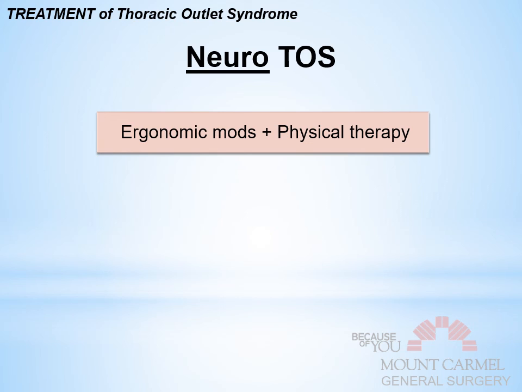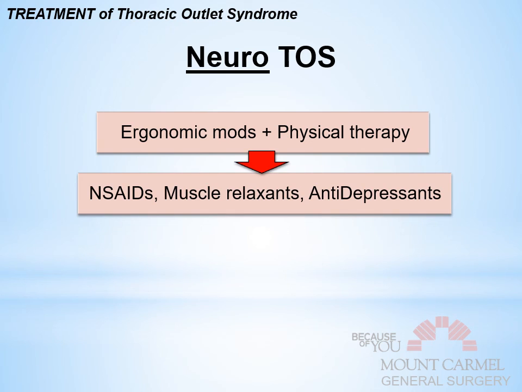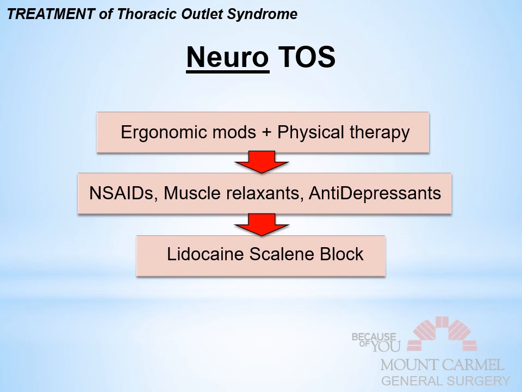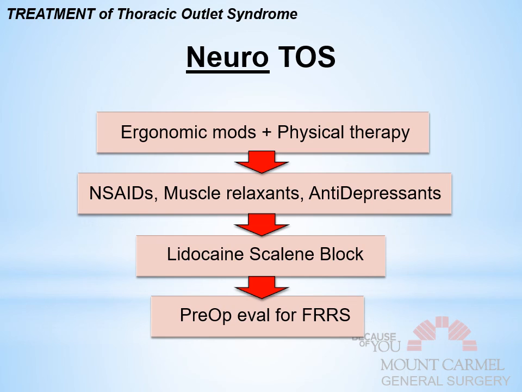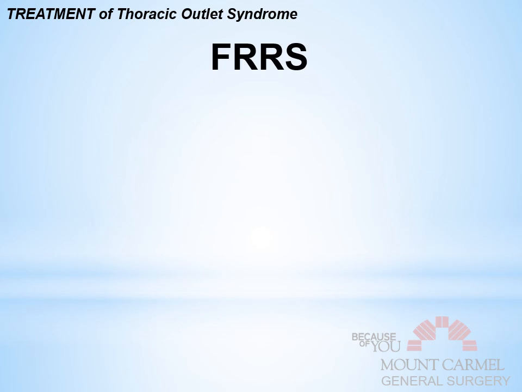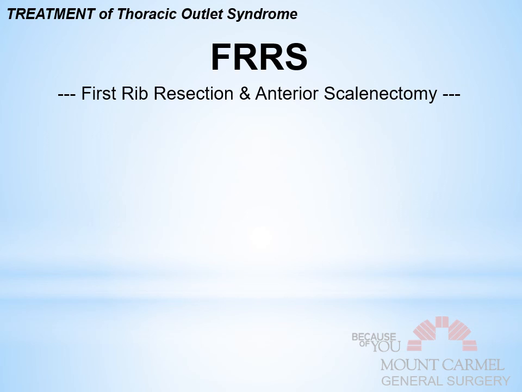We do ergonomic modifications, and we talked about posture and stuff like that, physical therapy, NSAIDs, muscle relaxants, and antidepressants. Again, antidepressants is kind of hot off the presses here. Lidocaine scalene block is an option in order to sort of undo the hypertrophy that's occurred if possible. And then there's a pre-op evaluation for FRRS. And so what is FRRS? FRRS is a first rib resection and anterior scalenectomy, okay?